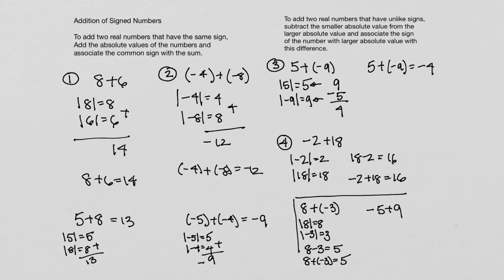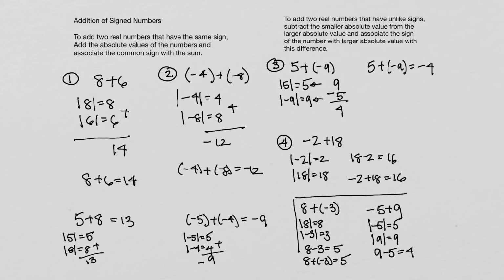And for this problem over here, we need absolute value. So the absolute value of negative 5 is 5. The absolute value of 9 is 9. And if we subtract the smaller absolute value from the larger, right? 5 is smaller than 9. Say 9 minus 5, subtract the smaller from the larger. That's going to give us 9 minus 5. We're going to get 4.